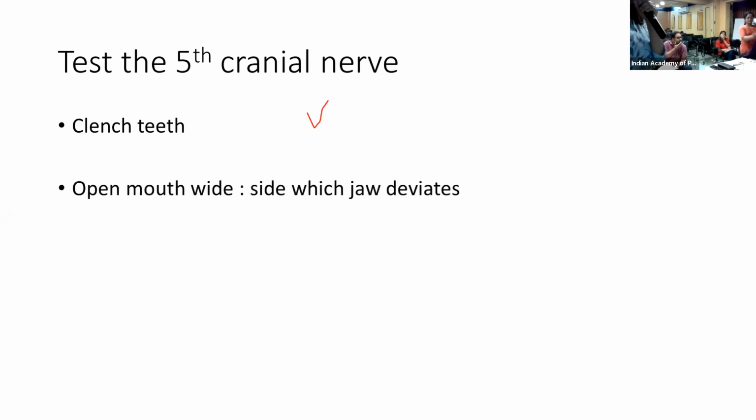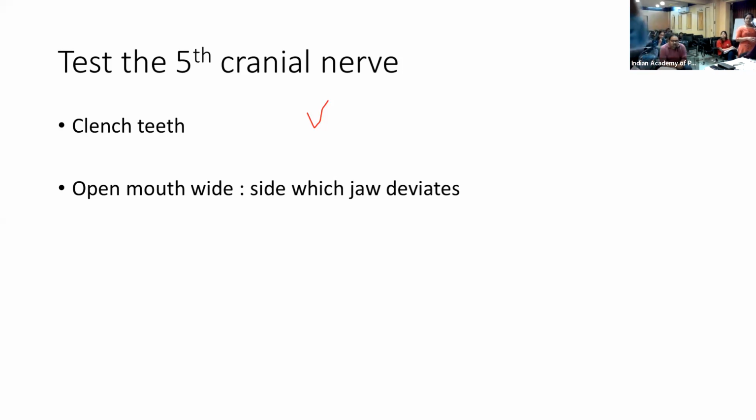Okay. The next thing is to ask the child to open the mouth wide and see which side the jaw deviates. Normally the jaw will not deviate to any side. So you ask the child to open the mouth wide. Very good. Okay, close. If there is a problem in my right sided trigeminal nerve, which side will the jaw deviate? Same side. But why? If my right sided nerve is defective, I should not be able to pull the jaw on that side, right? Absolutely correct.